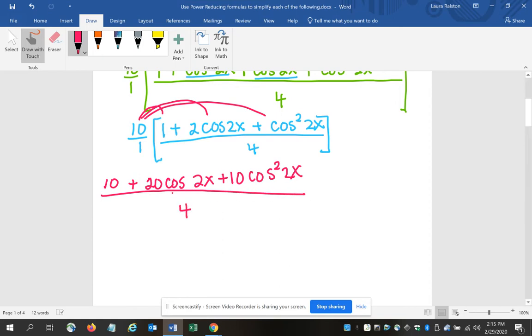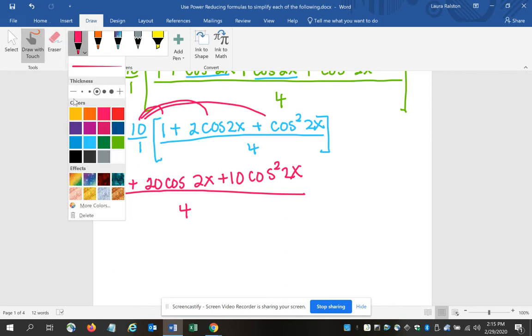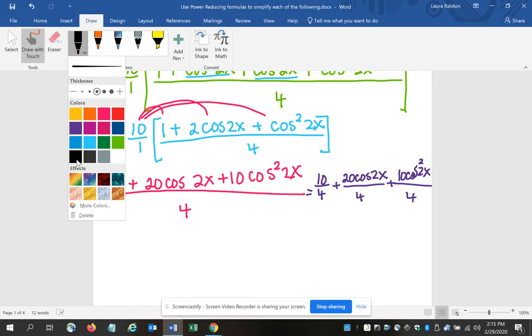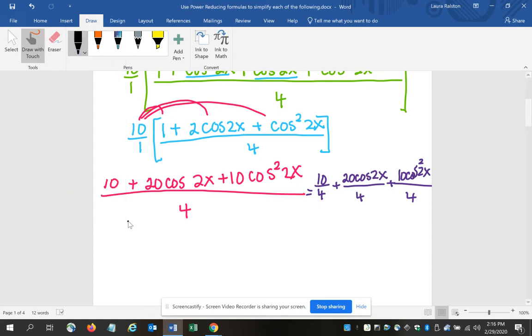Now, that really means each individual piece is over 4. So if I look at them individually, I would have 10 over 4 plus 20 cosine 2x all divided by 4 plus 10 cosine squared 2x all over 4. And then I'm going to do some good old basic simplification. Okay, at that point we have 5 over 2. Remember, 10 divided by 2 is 5. 4 divided by 2 is 2.